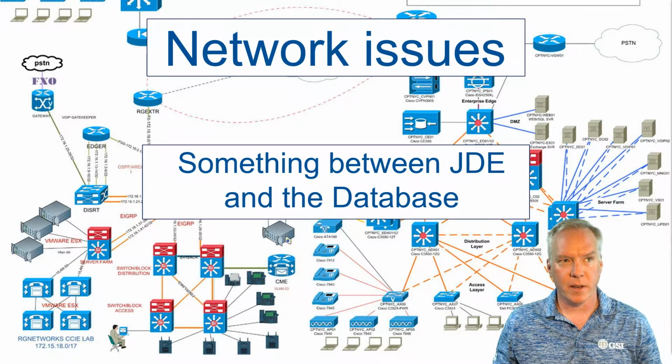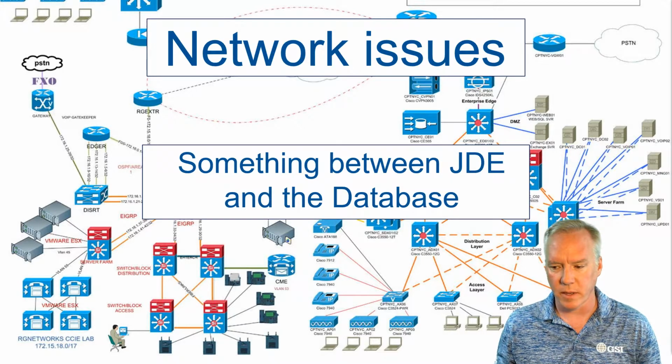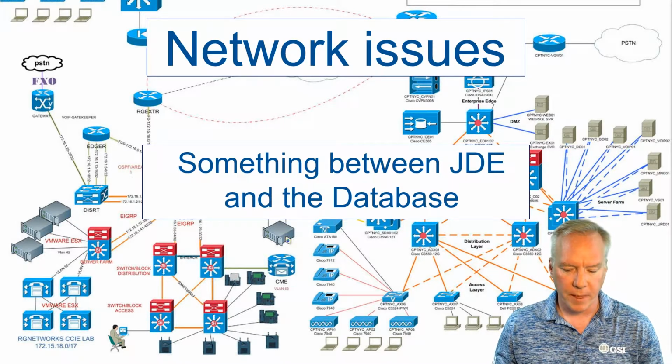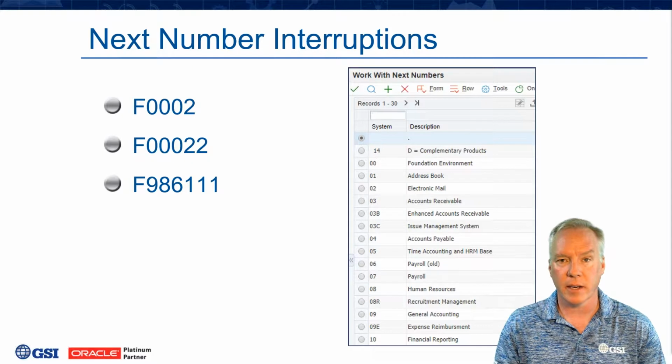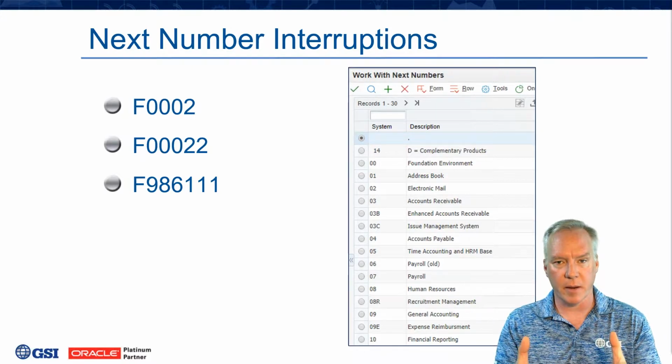And for some reason, 9.2, I don't know if anybody else has noticed this, but 9.2 seems really susceptible to network disconnects. It's gone up quite a bit in the last 6 months. And some of the things that it can affect are the next numbers. And I'm sure you all know how next numbers works. What happens is their query comes to the database, and it grabs that row for that next number.